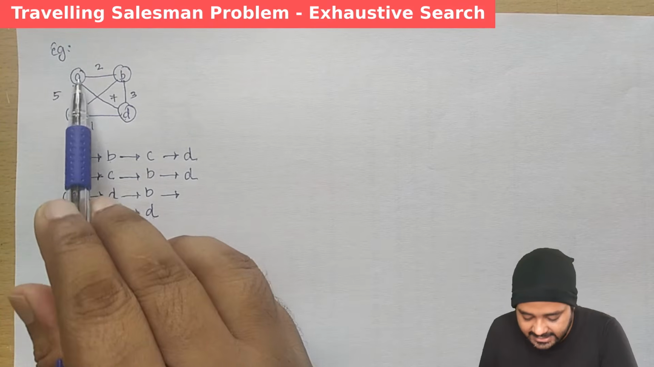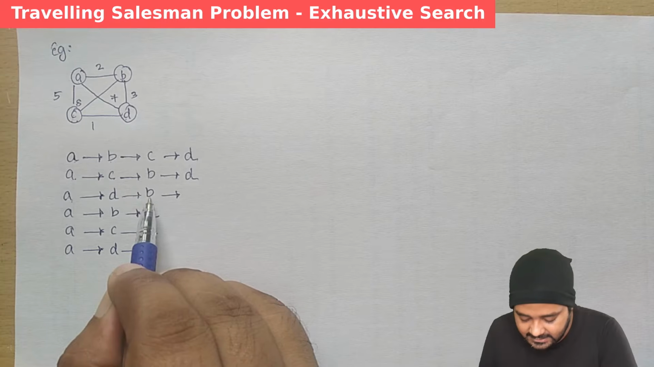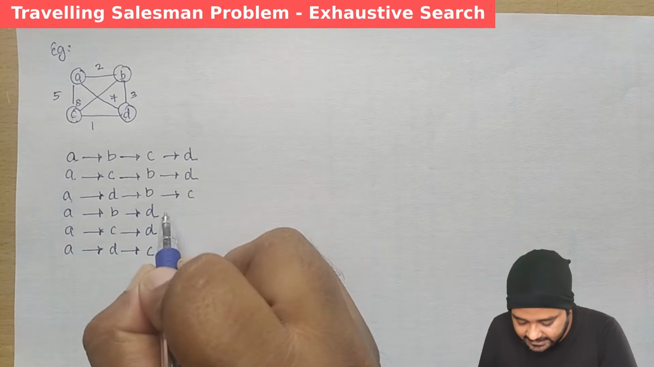So the adjacent nodes are A, C and B, right? A and B are already visited, so the only node left is C. So I'm just marking it out.